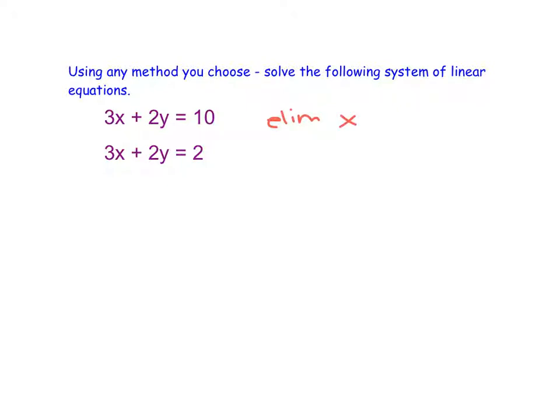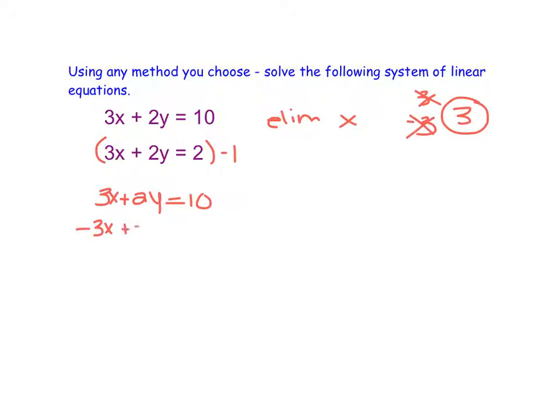Now I notice that this is very close to being ready for elimination, but I need them to have opposite signs. So here I'm going to have 3 be my coefficient, so I need a positive 3 and a negative 3. So I'm going to leave that first equation alone. So I'm going to have 3x plus 2y is equal to 10. That takes care of the 3 for the x. Then I need to multiply this second equation through by a negative 1. So that's going to give me a negative 3x plus a negative 2y is equal to negative 2.